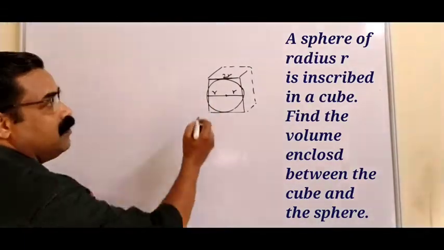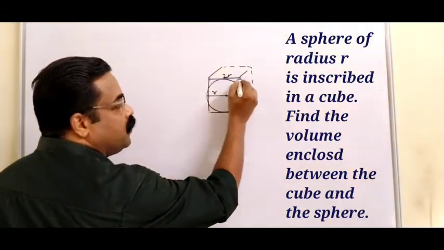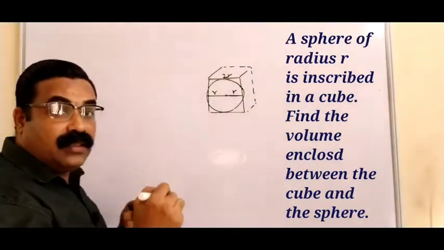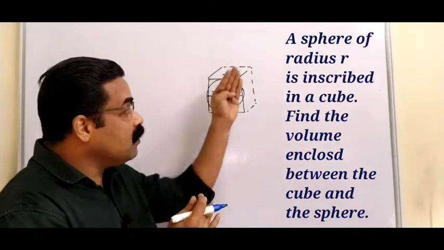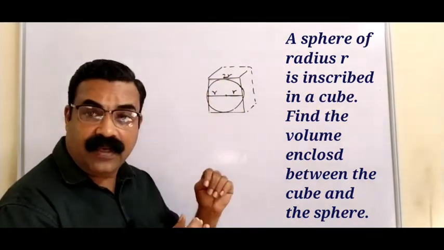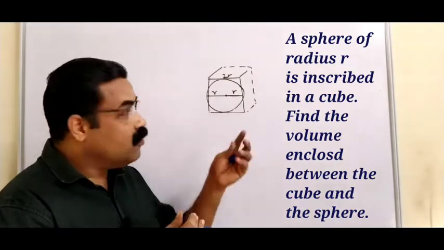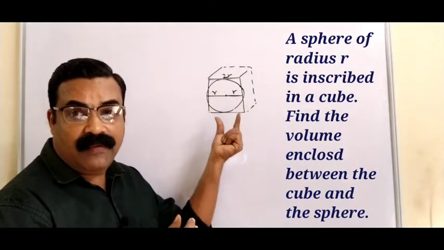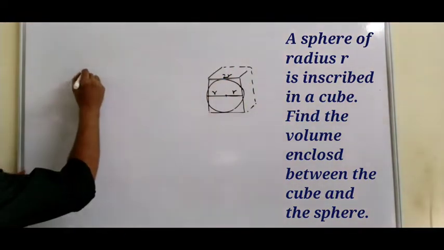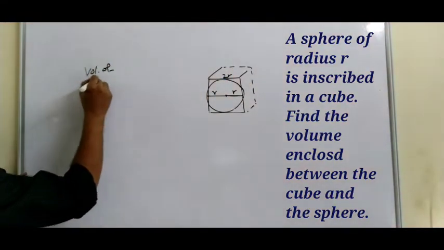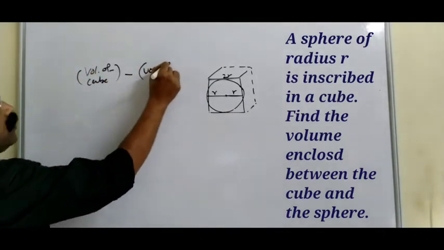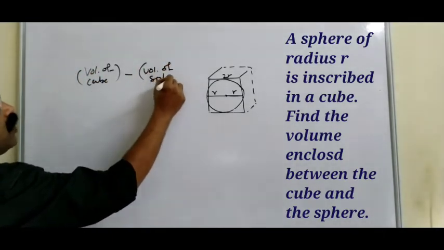Okay, so we have edge 2r and radius r. We need to find out the volume between the cube and the sphere. To find the volume between the cube and the sphere, what we need to do is find the volume of the cube, find the volume of the sphere, and subtract. So here we have volume of cube minus volume of sphere. This is the formula we have to use here.